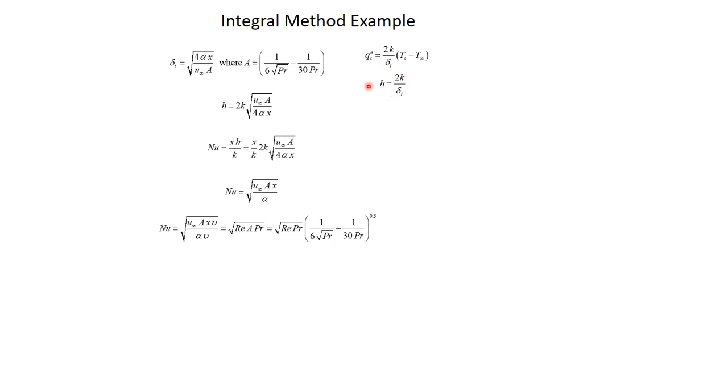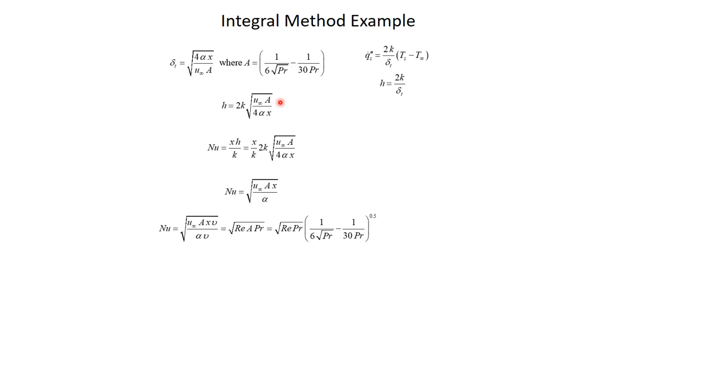So this is what I'm going to solve for. I'll plug my solution for delta t into this equation here and get a solution for h. That's what I've done here. 2k over delta t. So 2k, and then this is the inverse of delta t.